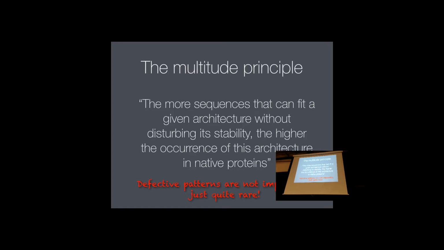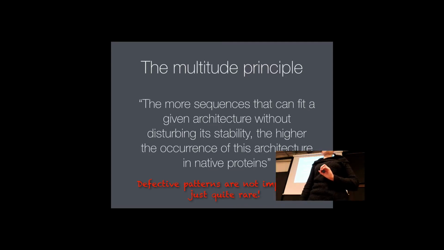How do you derive that from the text in white? How do we derive the red? Yeah. This is just a comment. It's about the higher the occurrence, so it's not all or none. It's not that you will never see defects. So see, this is phrased probabilistically. The more sequences that can fit a given architecture, the higher the occurrence. It's only a little comment. It's unheard of to have a hydrophilic residue alone in a hydrophobic environment. Okay?